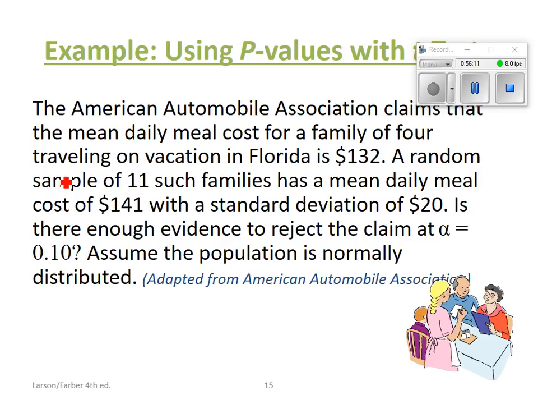So if we're doing this, the American Automobile Association claims that the mean daily meal costs for a family traveling, so on, and all that. You take a sample of 11 and find the cost to be 141, standard deviation 20, your alpha is 10% or 0.10. Assume the population is normally distributed. Are we going to accept what the American Automobile Association claims or not? First thing you're going to do on this, you still got to write your HO and your HA.